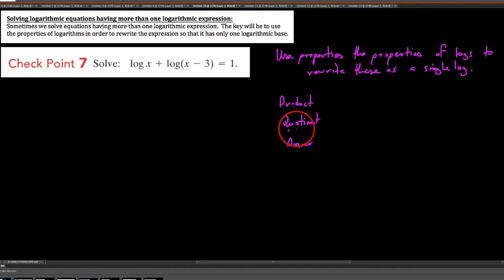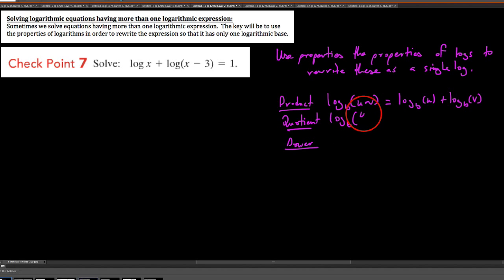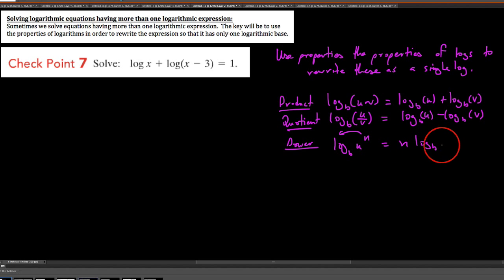But these rules essentially say that if you were to have a log, we'll call it base b, of a product, we could rewrite this as log base b of the first factor in the product, u, plus log base b of the second factor in the product, v. With our quotient, same story, but because we're talking about a quotient, we're going to do the inverse of addition here. We're going to get log base b of everything on top, u, minus log base b of everything on bottom, v. And then our last property says log base b of u to the n power, we can pull that exponent out in front and call this n log base b of u.